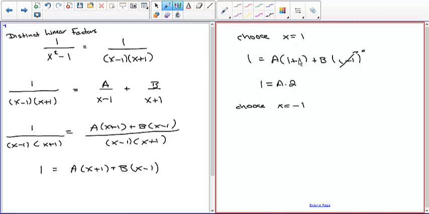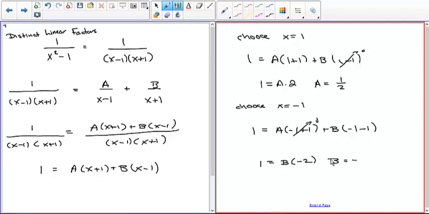So I have a times 2, and I divide, and I get a equal to 1/2. And I do the same thing: I choose x equal to negative 1. What happens there is that this term goes to 0, and this other term goes to non-zero. So x is negative 1, this goes to 0, and I get b times negative 2, or b equal to negative 1/2. So those are my constants.